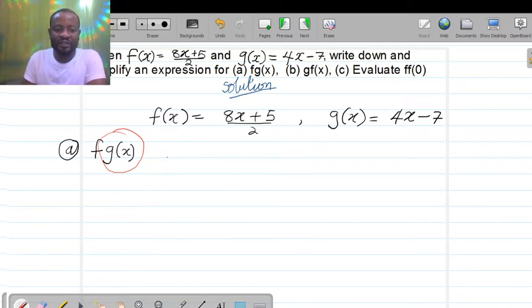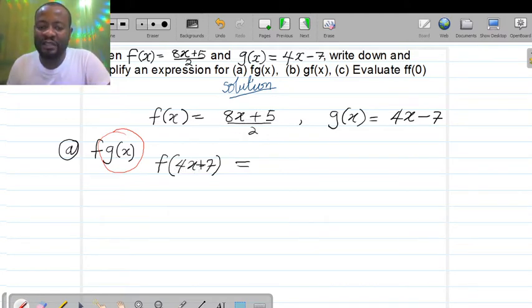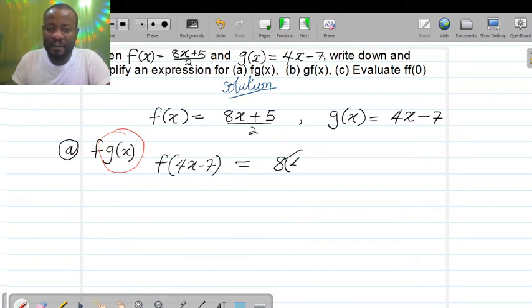So what I'm going to do here is I will replace this. I will now have this to be f of g of x, which is 4x minus 7. Now f of x is no longer x but 4x minus 7. So anywhere I come across x here, I will no longer have x, but 4x minus 7. So now this will be 8 times 4x minus 7, then plus 5, all divided by 2.